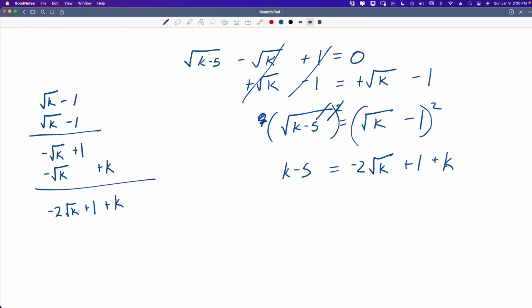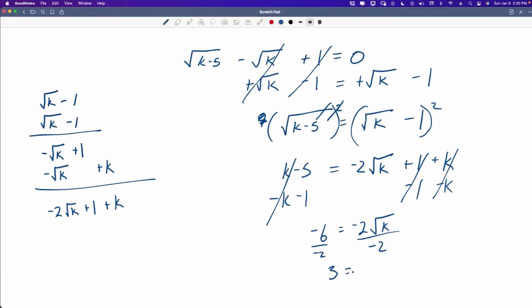All right, so now we're going to combine these with this side. We're going to subtract k, and then we are going to subtract 1. Subtract k and subtract 1. So these cancel, and we're left with -6 is equal to -2 times the square root of k. We divide both sides by -2. We get that 3 is equal to the square root of k.